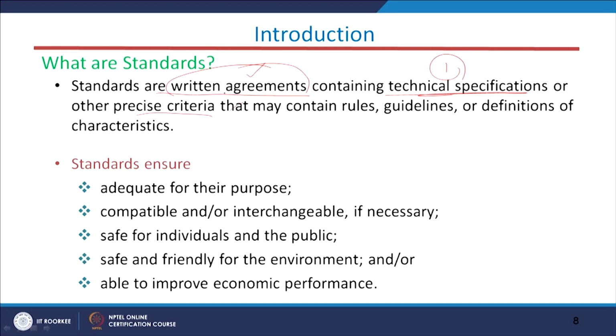Those criteria may contain rules, guidelines, definitions of characteristics of what? As I have mentioned here, technical specifications, rules, guidelines, definitions of what? If you could see that smart grid contains our existing grid or our normal grid system, loads, along with that we have renewable sources, also we have storage. For every aspect, apart from this we have also control elements, monitoring elements, metering elements, protecting elements.